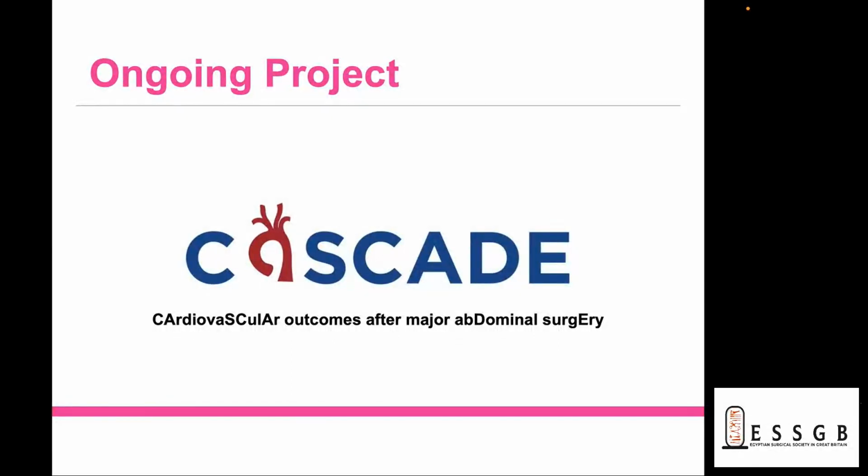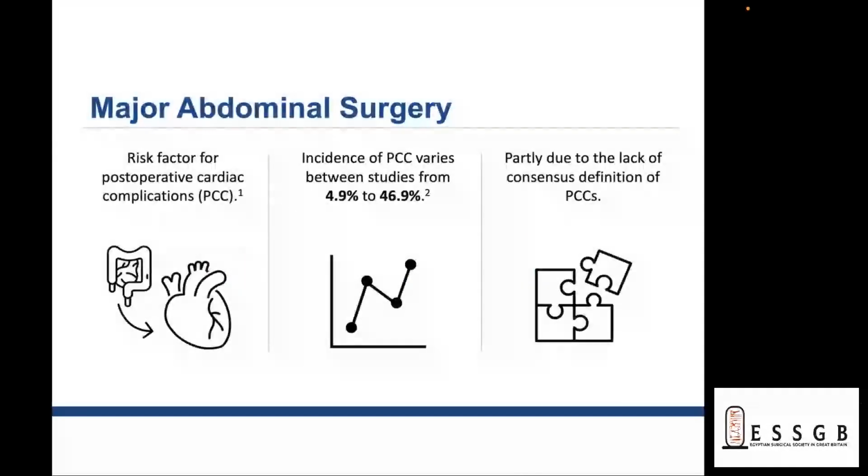And one of the ongoing projects, which I've just led with STARSurg, is CASCADE. And what's the rationale of this? Well, major abdominal surgery is increasingly common. As we have increasing waiting lists, surgery will become the forefront of treatable disease moving forward. And cardiovascular complications are very common. Cohort studies have demonstrated rates of between 5% and 47%. So it's quite a variation. And partly the reason is the lack of what we define as cardiovascular complications.